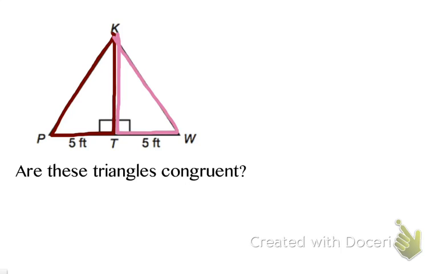Okay, the first thing that I'm noticing is that both of these triangles have a right angle, right here and right here. I also see that side PT is 5 feet long, and so is side WT. So I also have a pair of congruent sides. Okay, and last but not least, both of these triangles that are sitting side by side next to each other share a side that I'm highlighting in yellow. So I've got two sides and one angle, and that angle is in between the two congruent sides.